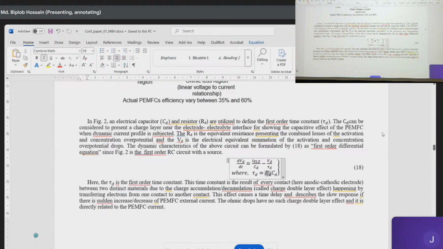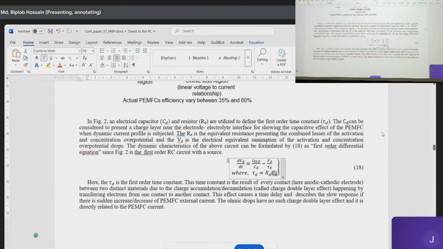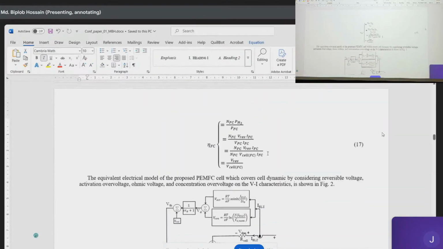So R actually is the equivalent resistance of the ohmic, anodic and cathodic voltage drop. This is the equivalent resistance, and C is the equivalent delay to transfer electrons from one electrode to another electrode. So this is actually the basics, mathematics and modeling of a proton exchange membrane electrolyzer, fuel cell. Maybe now we go to MATLAB.